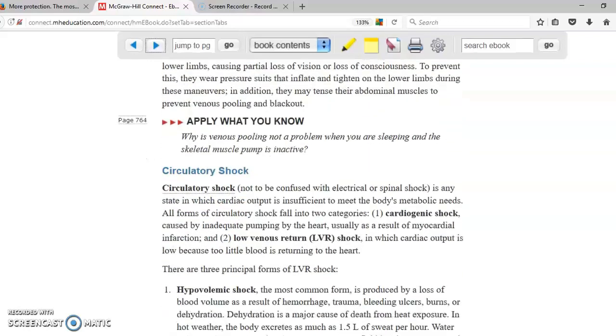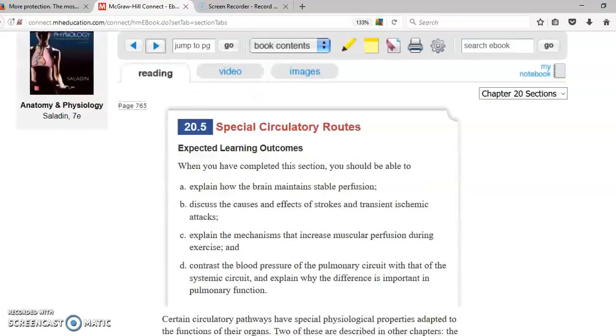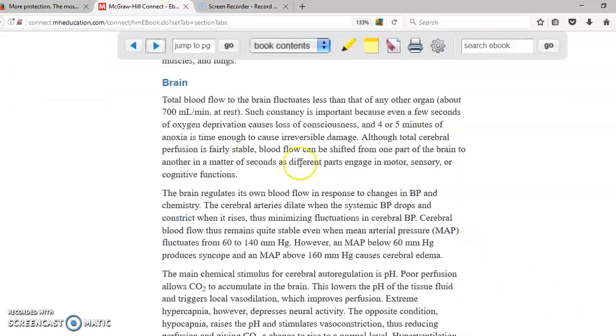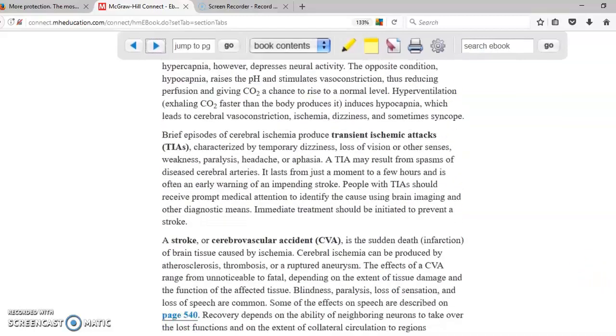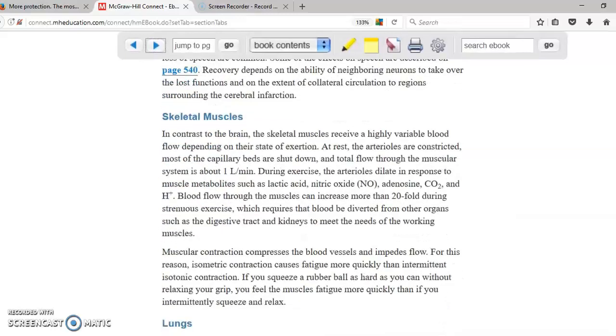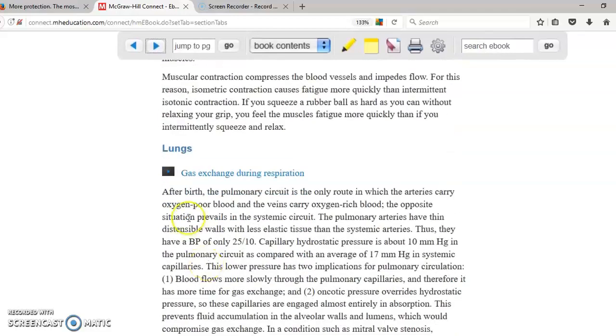So if we keep scrolling down, next topic is special circulatory routes. The brain, it must have blood all the time because the moment that you don't have blood in your brain, right, you're going to pass out. And if it goes more than that, like maybe 4 or 5 minutes, then obviously there's going to be damage to your brain and you will never going to be the same. Skeletal muscles, obviously the muscles are going to get a lot of blood when you have physical activity. The lungs are the only areas in which the artery contains a whole bunch of carbon dioxide, and the veins contain a lot of oxygen, which is completely opposite to what happens in your circulatory system.